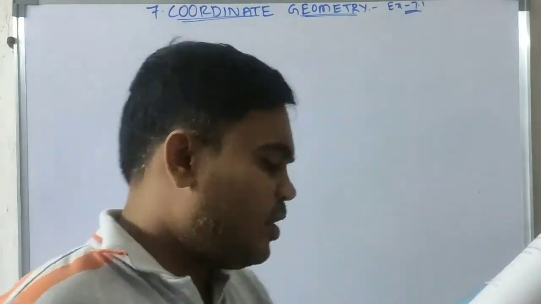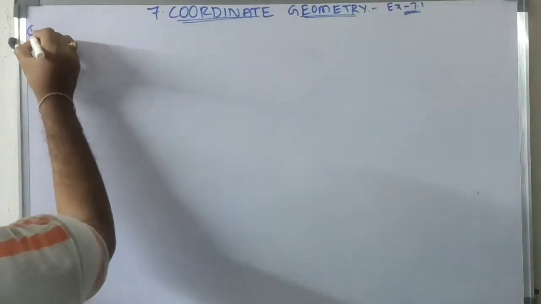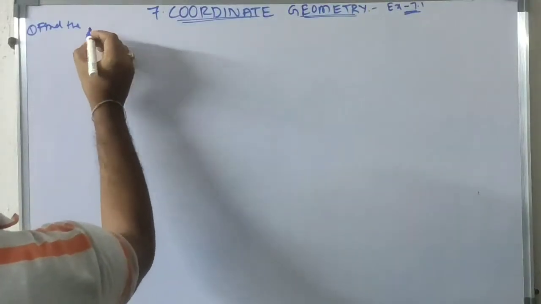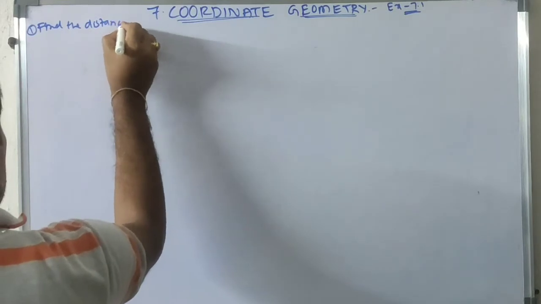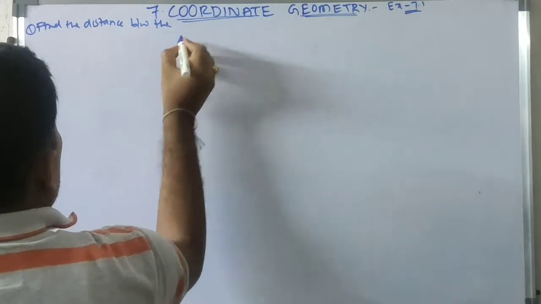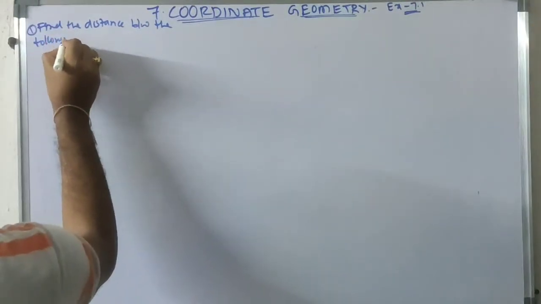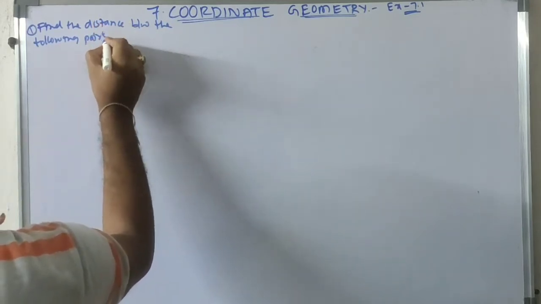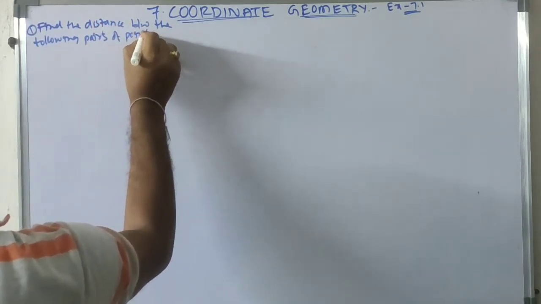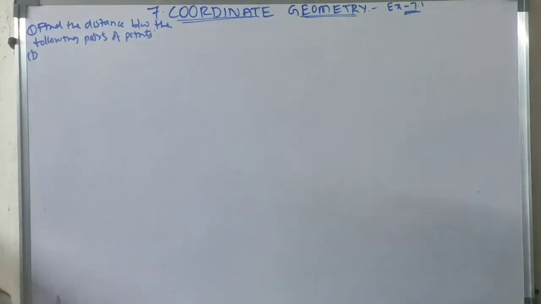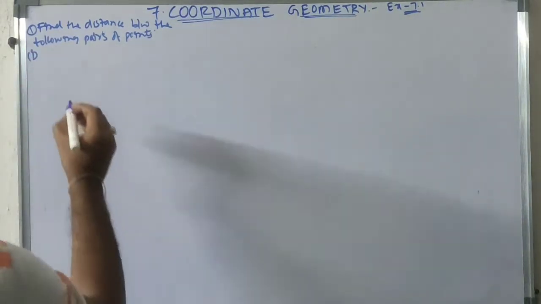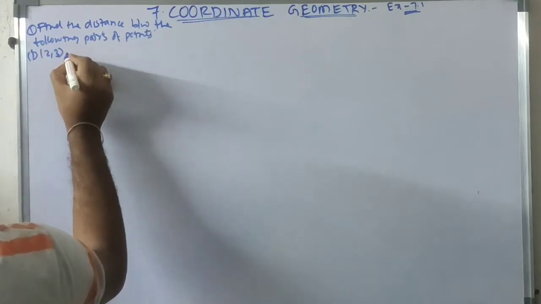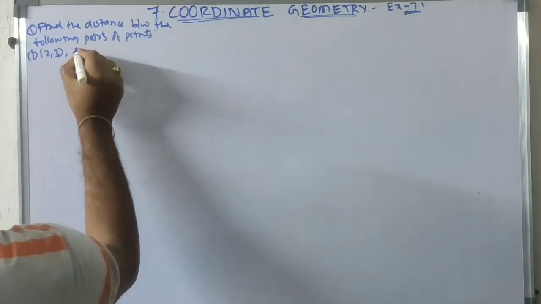Exercise 7.1. First question. Find the distance between the following pairs of points. First one, (2, 3) and (4, 1).